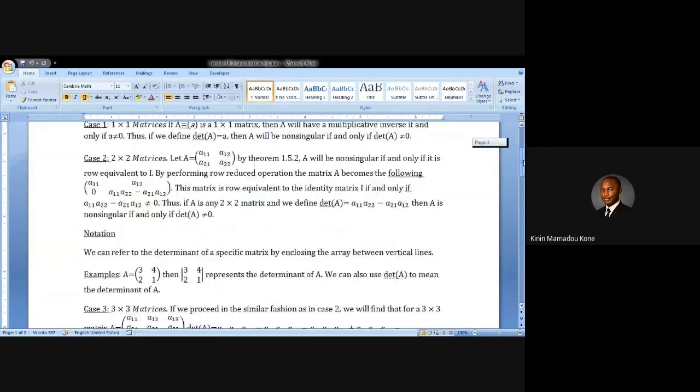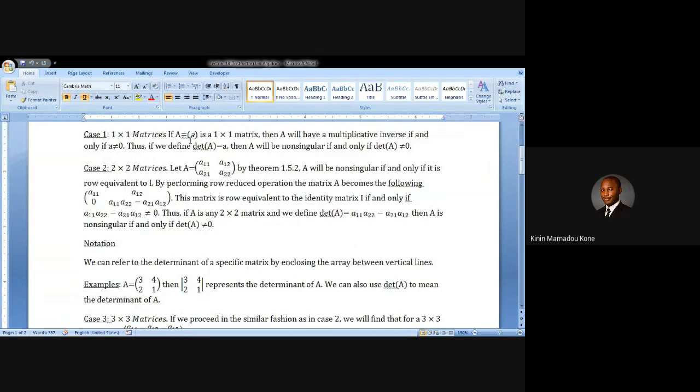Case 1, one by one matrices. If A is equal to a matrix with a single entry a, A is a one by one matrix, then A will have a multiplicative inverse if and only if a is not equal to 0. Thus, we define the determinant of A to be a. Then A will be non-singular if and only if the determinant of A is not equal to 0.